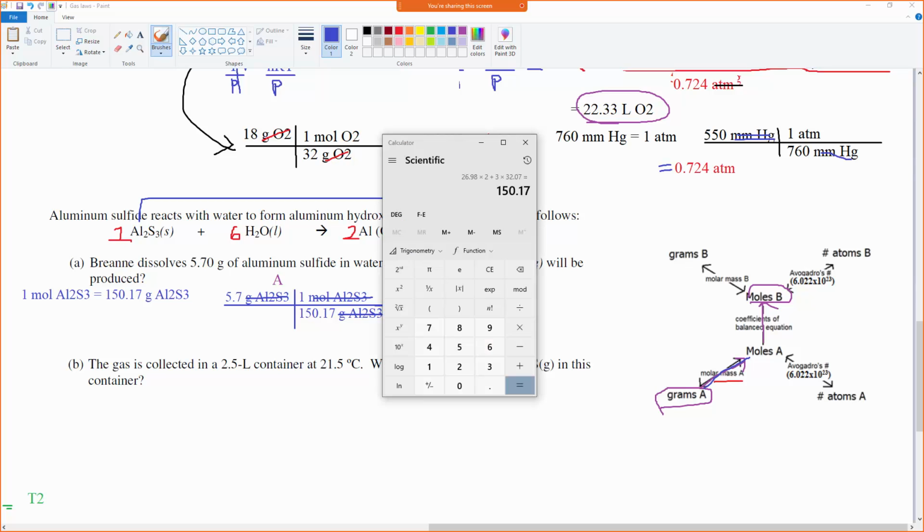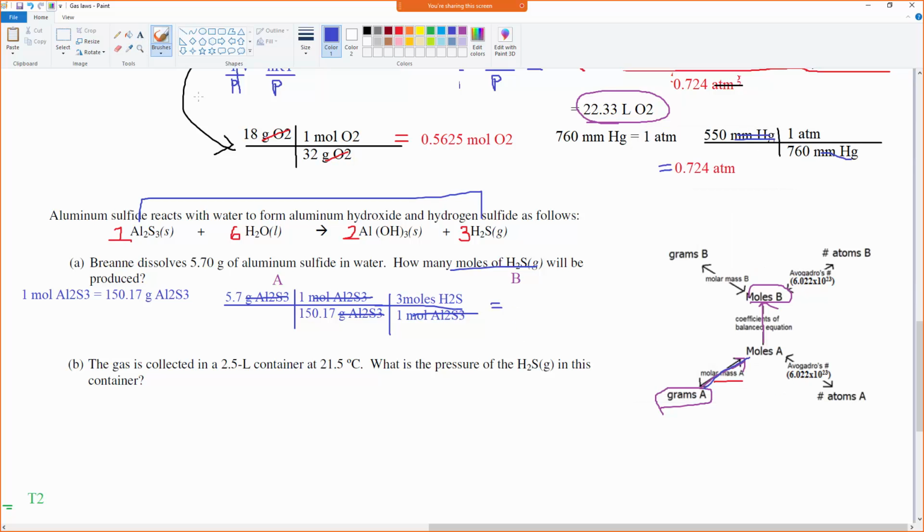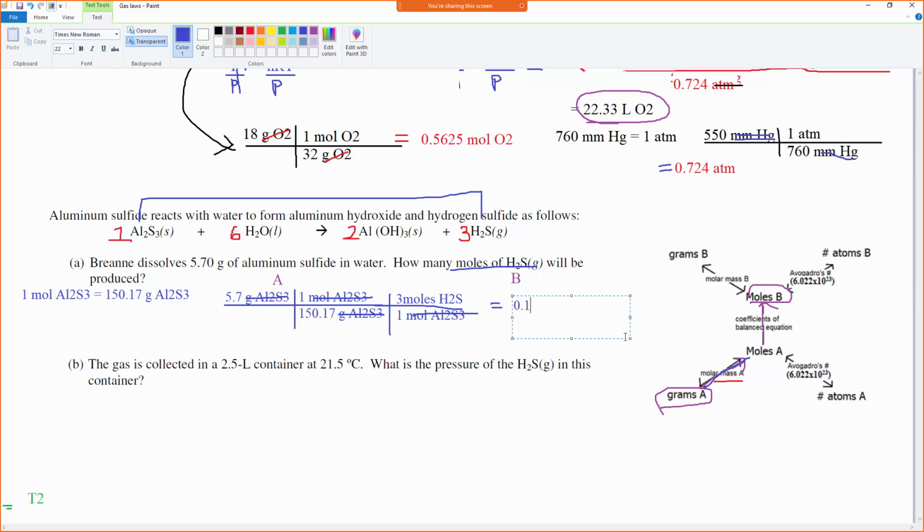Don't be tempted to keep going. Don't need to. So 5.7 divided by 150.17, multiply that by 3, gives me 0.114 moles of H2S. Is that what you guys got? Oh, I see. Yes, you did.